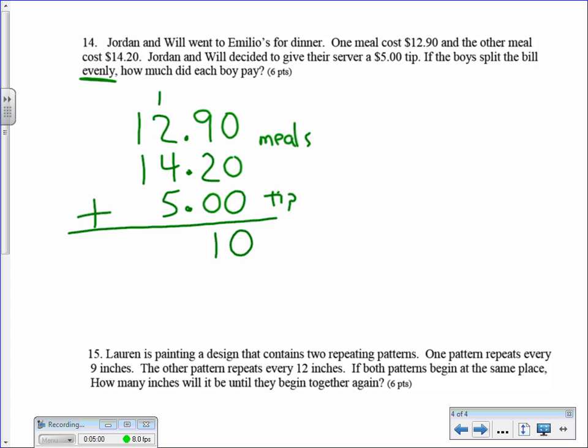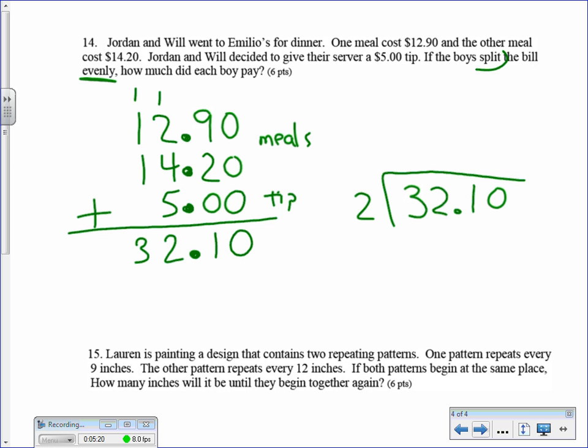9, 10, 11, 12. $32.10. Line up the decimals to add. Now, that's the total bill, but they're going to split it evenly. So, how many boys went out to dinner? 2. Remember, split means cut. Cut means divide. 2 goes into 3 once.